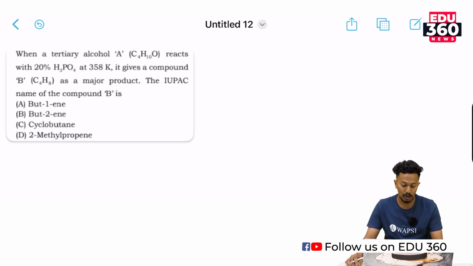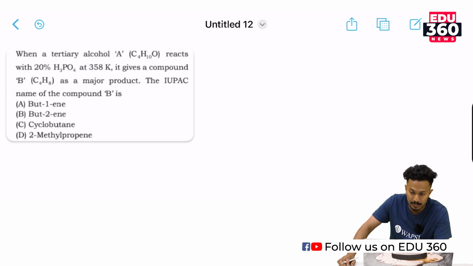When a tertiary alcohol A reacts with 20% H3PO4 at 358 Kelvin, it gives a compound B, C4H8, as a major product. The IUPAC name of compound B is? How could we identify the IUPAC naming of this compound?